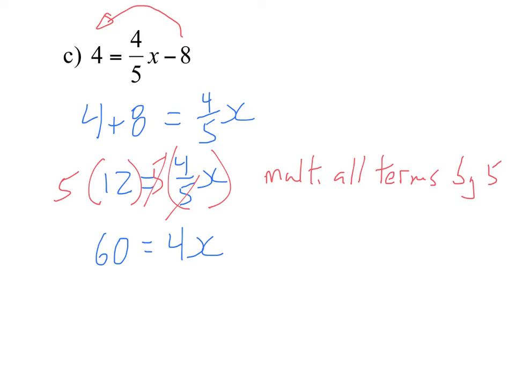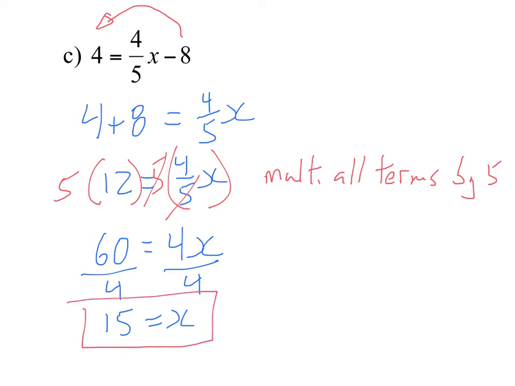And we know we don't want 4x, we just want x. So I can now divide both sides by 4. And 4 goes into 60 15 times. So we get 15 is equal to x. And we are done, like dinner. That one's done. So not too bad. Let's move on to D.